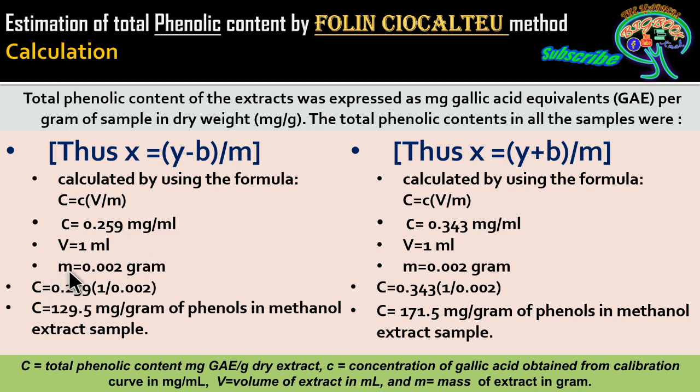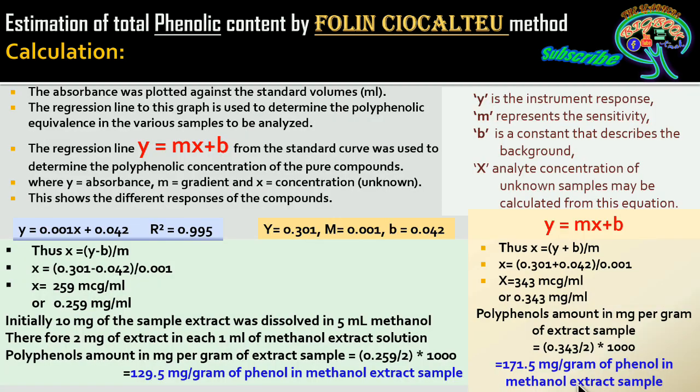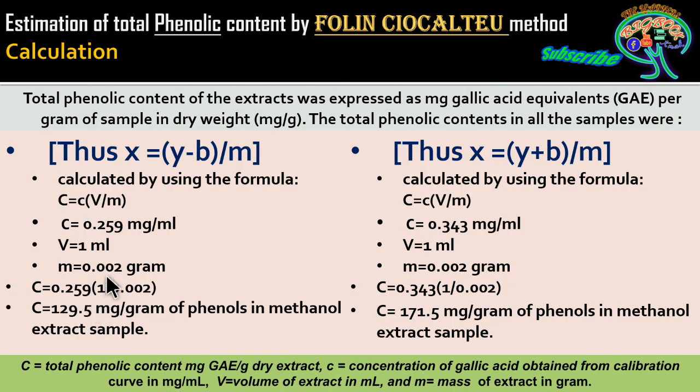Further, M is the mass of the extract in gram. The mass of the extract in gram is, as I have told, 2 milligrams. 2 milligrams, if we convert to grams, will be 0.002 grams. When you subject all these values, it gives a concentration of 129.5 milligrams per gram of phenols in methanol extract sample. Here you can even write it as milligrams of gallic acid equivalents per gram of methanol extract sample.